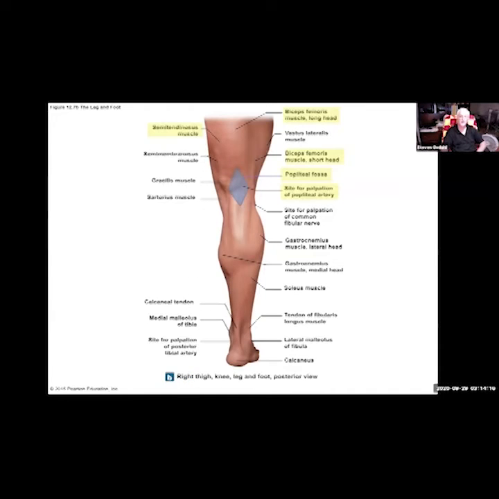On the posterior side, you have the semitendinosus muscle. You have the biceps femoris muscle, long head. Biceps femoris muscle, the short head. You have the popliteal fossa. The fossa is right in here, the whole fossa area. And inside that fossa, you have the site for palpation, which is feeling or monitoring the popliteal artery that runs behind the kneecap.